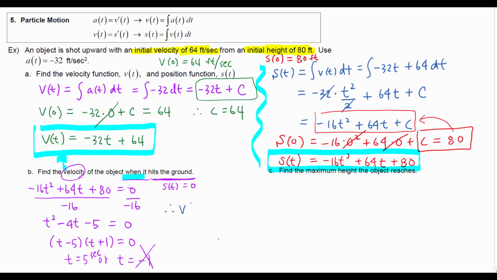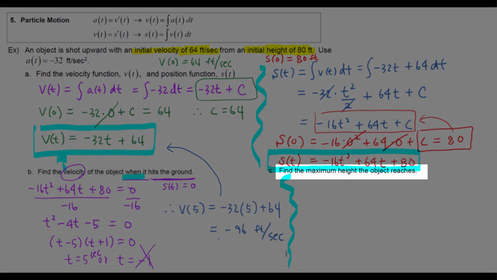So therefore, v sub 5 is equal to, what is your velocity function? Right here. So you're going to use that. Negative 32 times t, where t equals 5, plus 64, which is negative 96 feet per second.